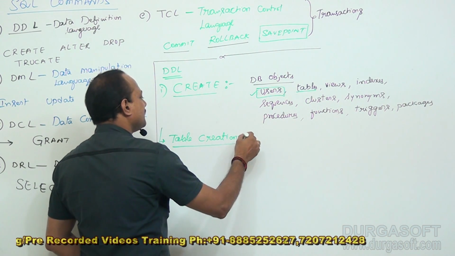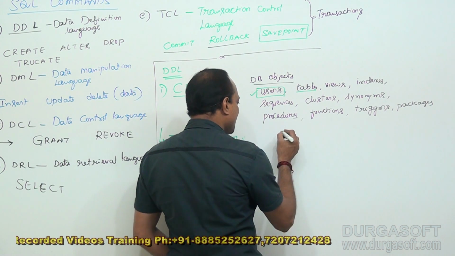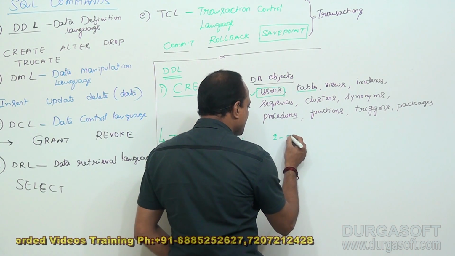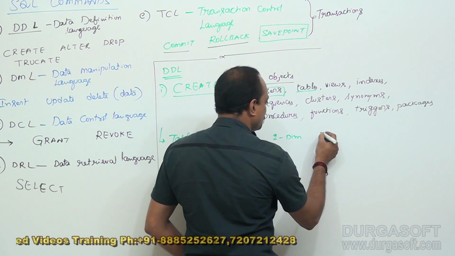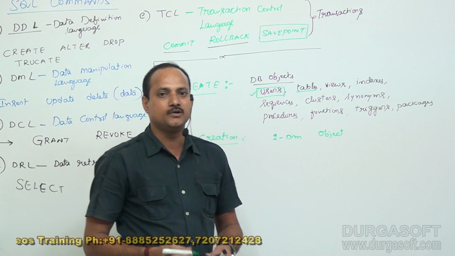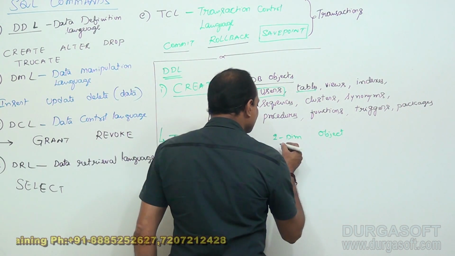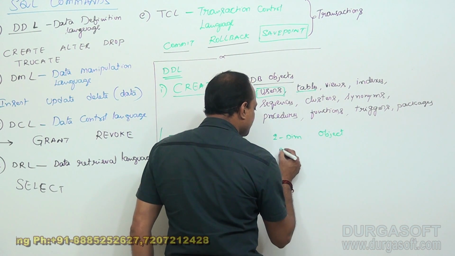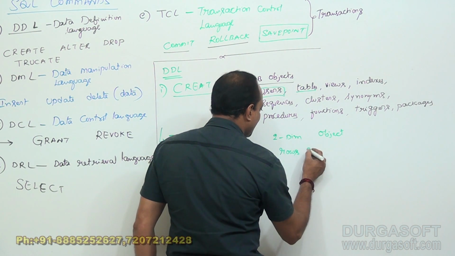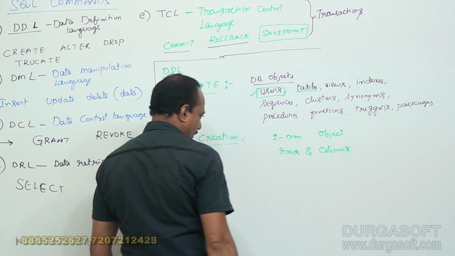What is a table? First, let me discuss the table. A table is a two-dimensional object. What does it contain? It is a collection of rows and columns.